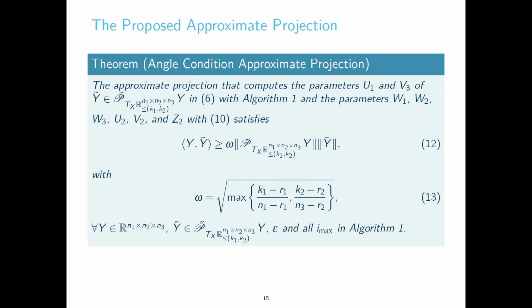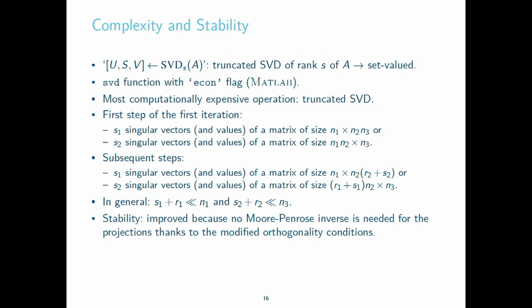Okay. So using this method, and with the parameters defined in the proposition, we show in the paper that we indeed obtain the following angle condition with the following value for omega. I have a few notes on the numerical stability and complexity, but it's maybe not too important, so I will go quickly over it. We have implemented the method in MATLAB, and for the truncated SVD, we use the svds function with the eigs flag.